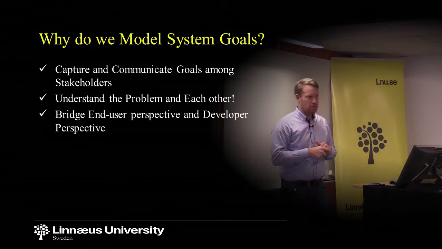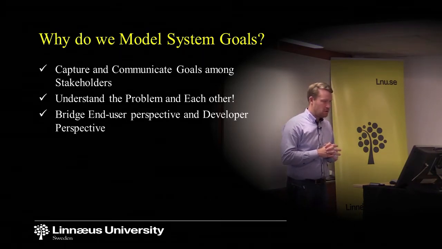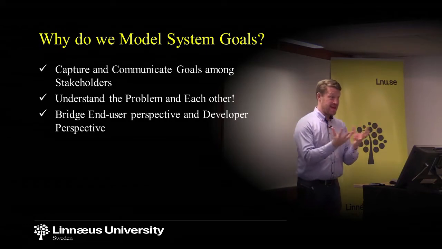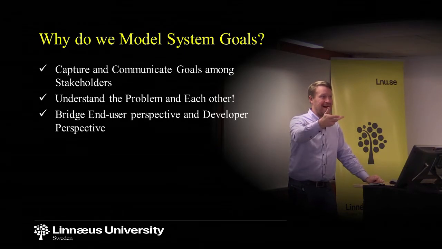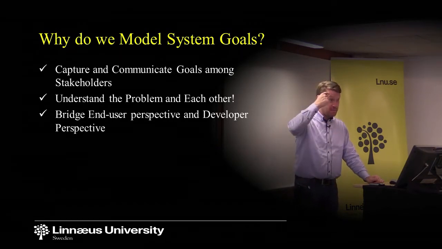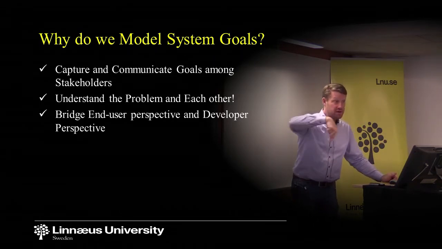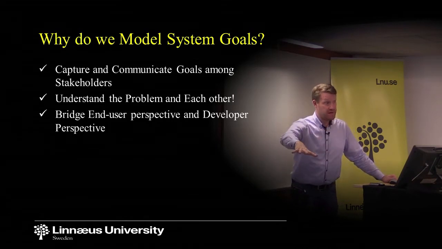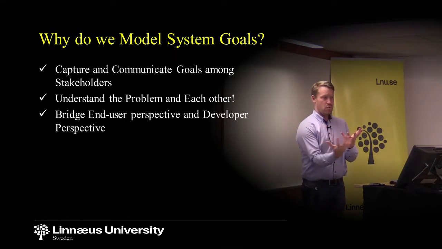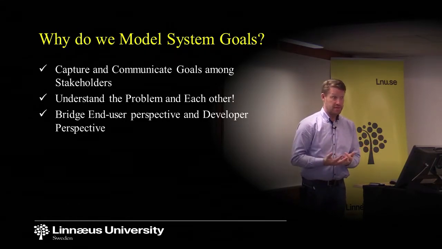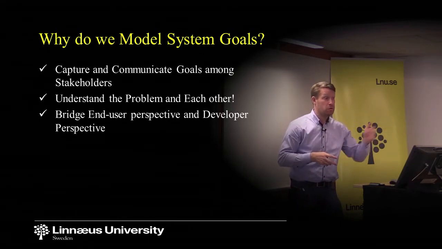So, why do we model the goals of our system, the requirements? Communication is key here. We need to find ways to externalize these requirements. We cannot keep them up here. They must somehow be communicated within the development team, with the different stakeholders. Because when we have the models, we have something to relate to, as a developer or as an end user or any other stakeholder.